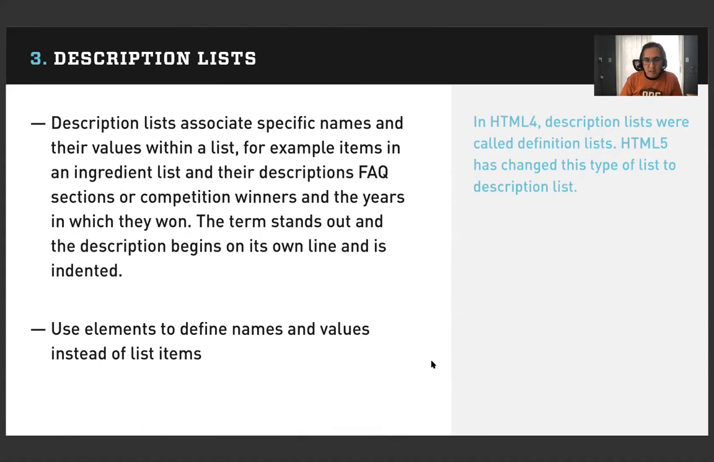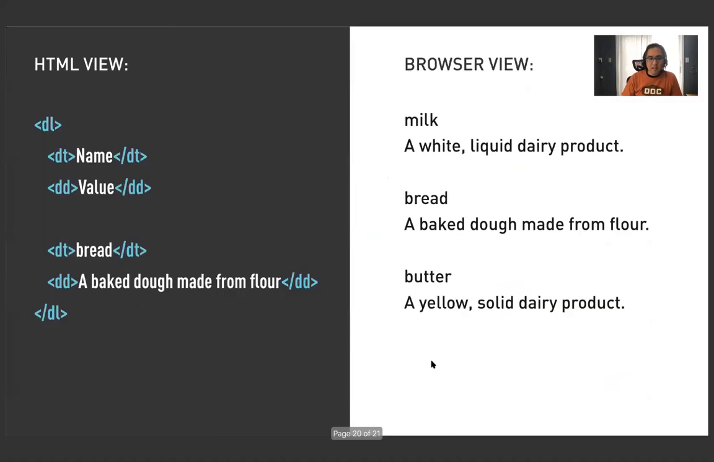Description list, not used as much, but you can associate specific names with their values within a list. So like an ingredient list, and their descriptions can go with it. You can use them that way. We're not going to do a demo with them, but this is what it could look like. Here's a description list with a description item. Instead of LI, it's DT for the title, and then the data is DD. And it would look like this. DL, DT, DD.